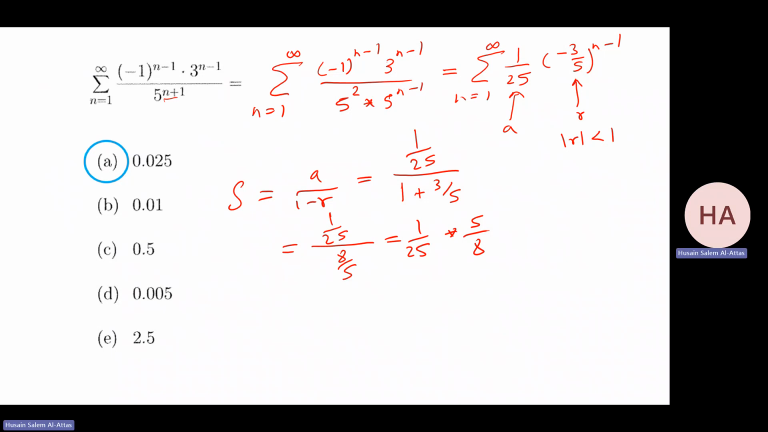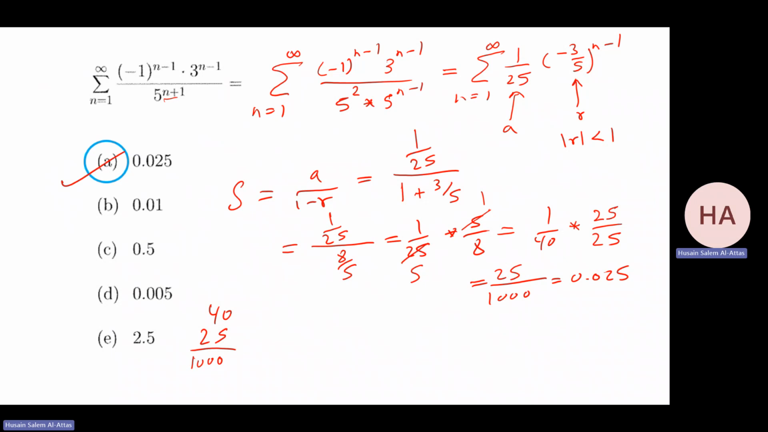Okay. That will be 1, that will be 5. So you have 1 over 40. You have everything in decimal, so I can multiply by 25. What is 40 times 25? That will be 1000. So I have 25 over 1000, which is 0.025. And this is the answer. Just represent it as decimals.